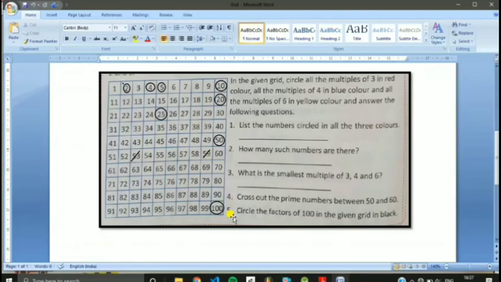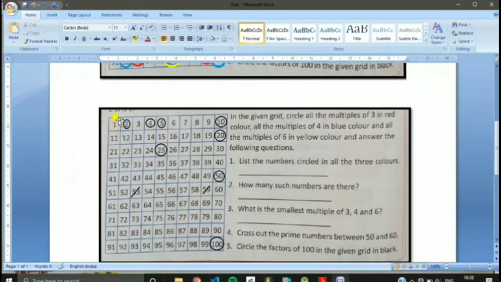Now comes lastly, circle the factors of 100 in the given grid in black. It means you must recall in your mind which tables 100 comes in, or which numbers 100 can be easily divided by. So when we recall, starting with 1, 1 is also a factor, so circle 1 also. 1 is a factor of 100. Again, by 2 also we can divide it, so 2 is the next factor.